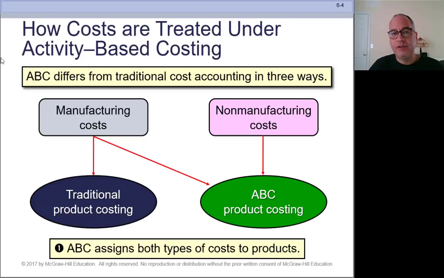One thing activity-based costing does is it applies both product and some period costs to products. In other words, you may have costs in addition to manufacturing costs that have everything to do with the products you're making. But according to GAAP, they're not manufacturing costs, so you treat them like period costs. So we're going to treat some non-manufacturing costs as if they were product costs.